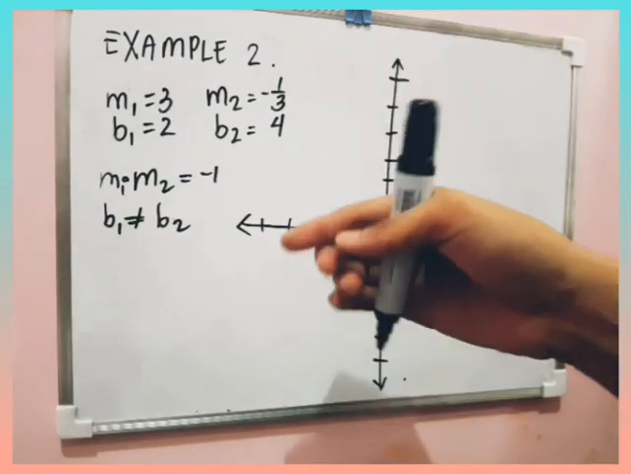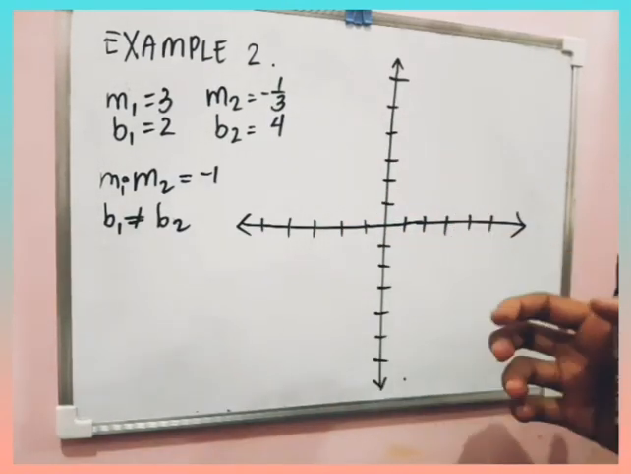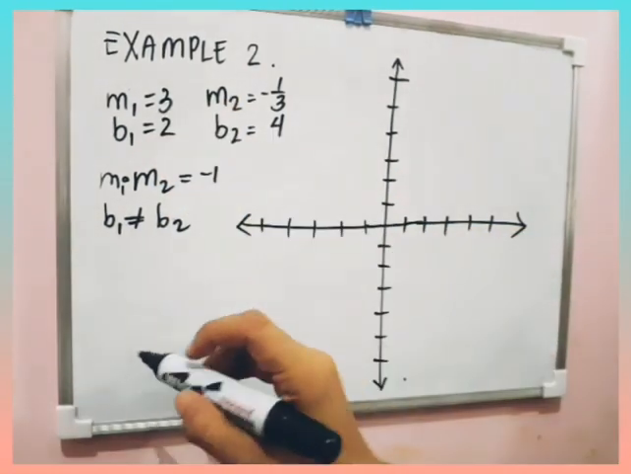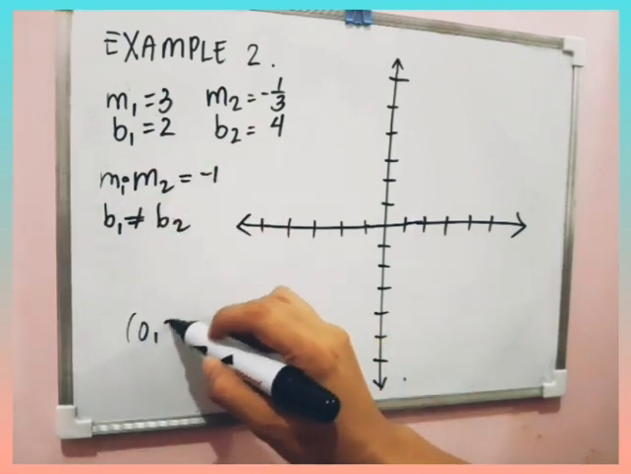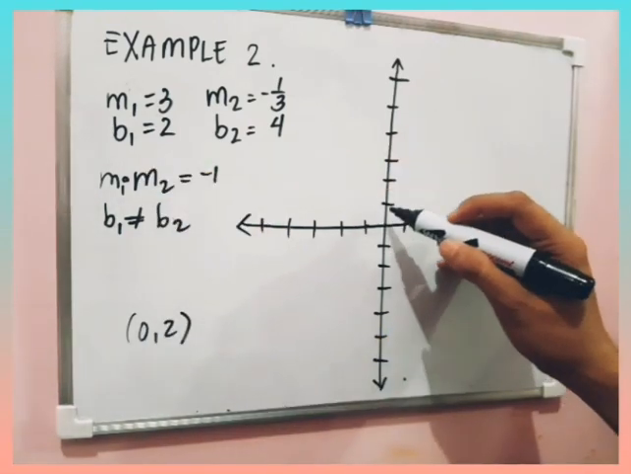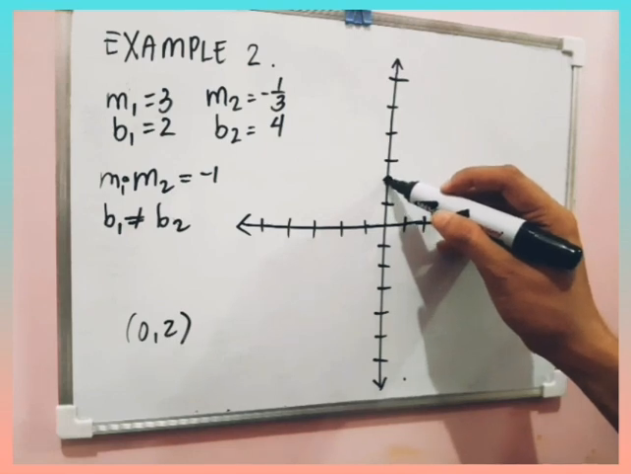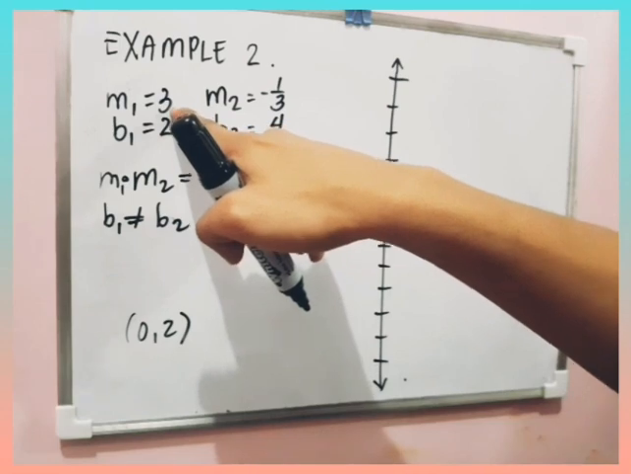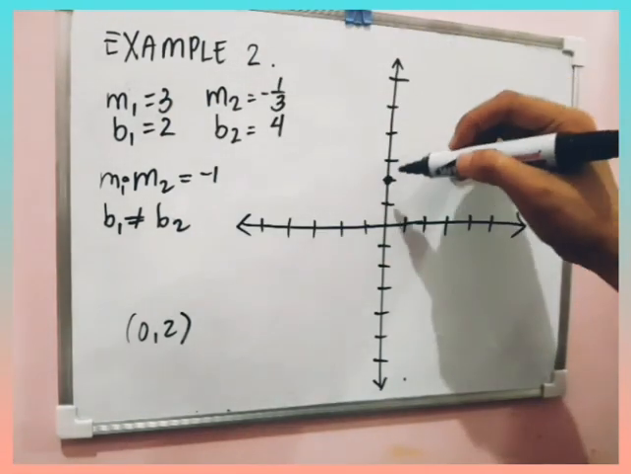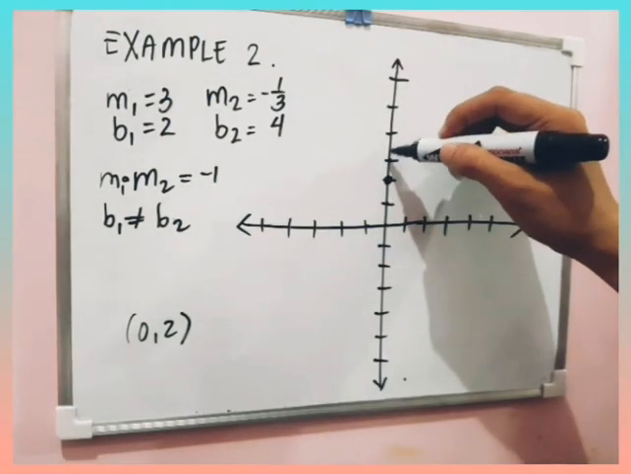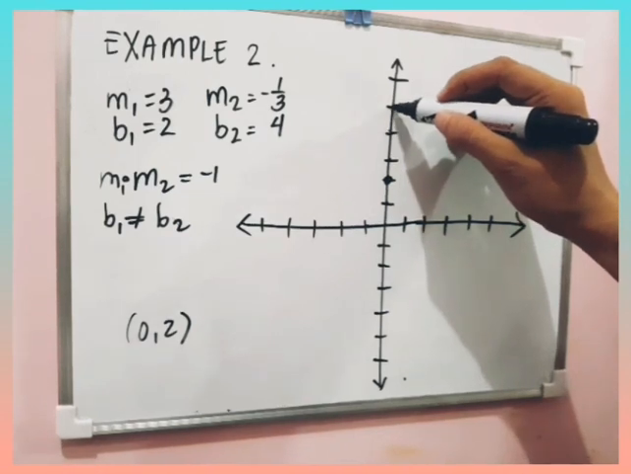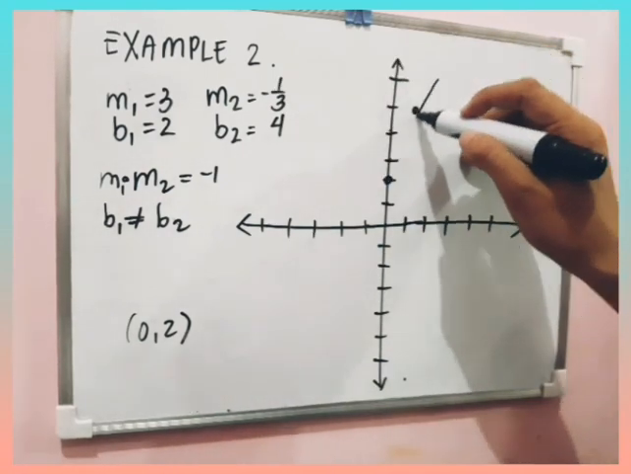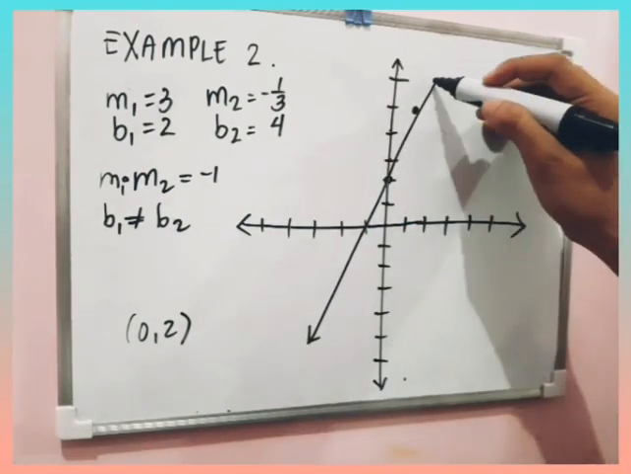Alright, so given the slope and the y-intercept, makakapag-graph na ulit tayo. So, first equation natin is 2. Yung y-intercept, so it is 0, 2. 1, 2, positive 2. And then, perform the rise over run dun sa ating slope. 3 or positive 3, dapat 3 steps upward. 1, 2, 3. And over 1 step to the right. 1. So, ito po yung graph natin sa unang equation. Ayan.